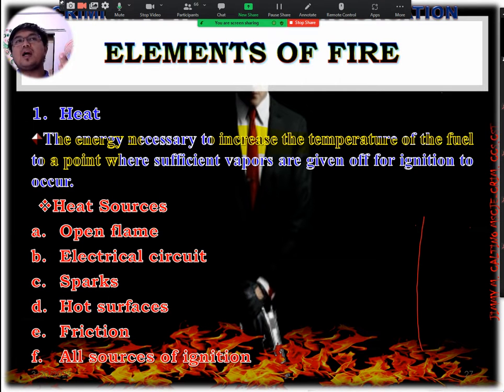Kung papainitan mo pa siya, baka dumating pa siya sa kanyang flash point. Magbabaga na siya. Dadagdagan natin yung init. We will increase the temperature again. He will go to the next point. What is that next point? Fire point. Na siya, kaya niyang sunugin na yung sarili niya ng tuloy-tuloy. That is the point na sinasabi dito. You will increase the temperature of the fuel to a point where sufficient vapors are given off for ignition to occur.